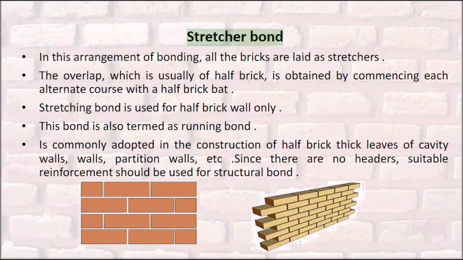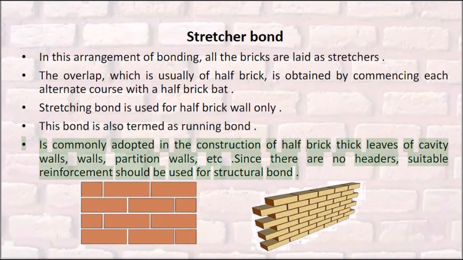Stretcher bond. In this arrangement of bonding, all the bricks are laid as stretchers. The overlap, which is usually of half brick, is obtained by commencing each alternate course with a half brick bat. Stretcher bond is used for half brick walls only. This bond is also termed as running bond. It is commonly adopted in the construction of half-brick thick leaves of cavity walls, partition walls, etc. Since there are no headers, suitable reinforcement should be used for structural bond.